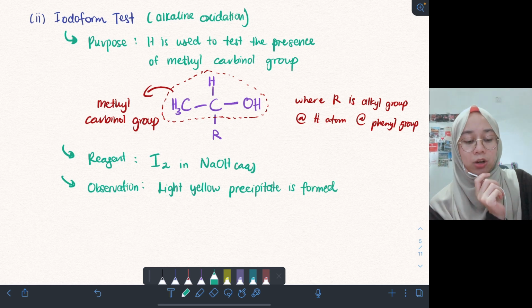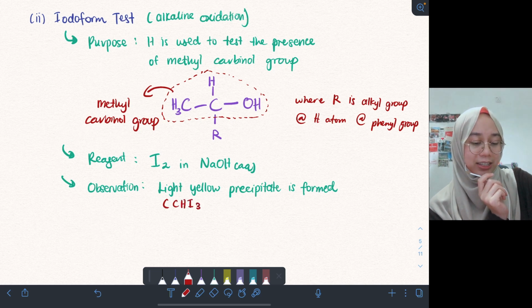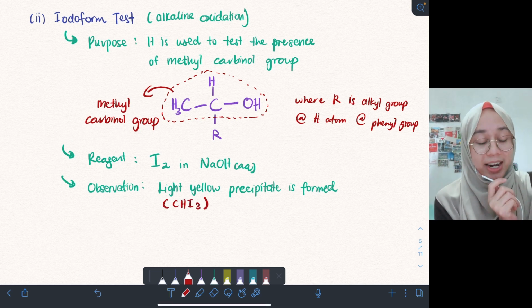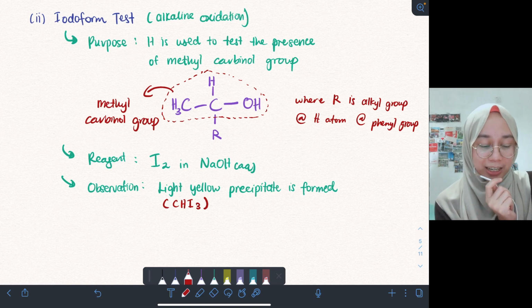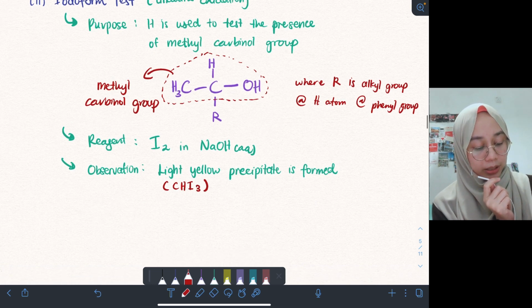And the light yellow precipitate ni sebenarnya compound dia adalah CHI3, triiodomethane sebenarnya. Okay, tapi Miss panggil dia CCC. So the precipitate is actually the triiodomethane. So in general, kita tengok dia punya equation.